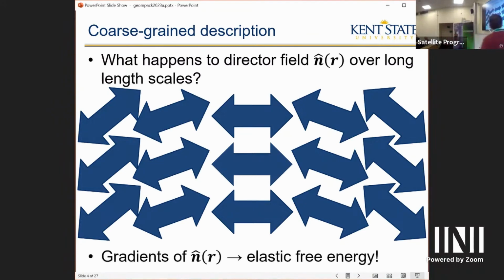Okay. So this is where my talk begins, with what happens over these long length scales. When there are gradients of the director like this, that will cost some elastic free energy. And the question is, how much elastic free energy will it cost? And if there are different kinds of gradients, what different elastic modes are there to enter into the free energy?